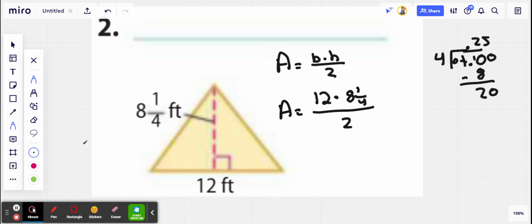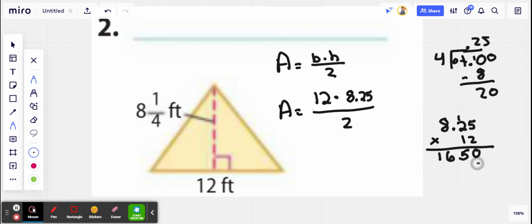Okay, so instead of 8 and 1/4, I'm going to erase this 1/4 because we know that 1/4 is 25 hundredths as a decimal, so 8.25. Okay, so now I can multiply these two. 8.25, or 8 and 25 hundredths, times 12. All right, here we go. 2 times 5 is 10. 2 times 2 is 4, plus 1 is 5. 2 times 8 is 16.